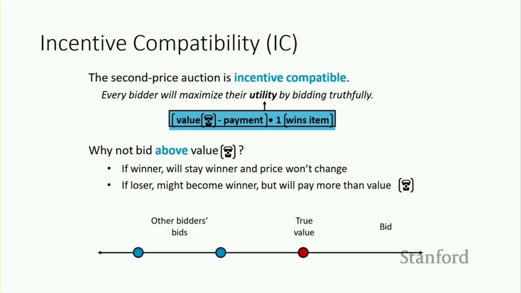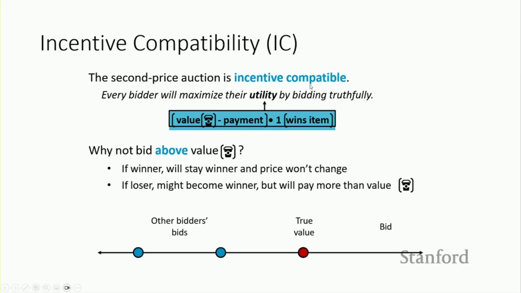Separately, if they were going to lose the bid, meaning someone else had a higher value for the item, then they might end up winning by bidding something higher than their value, but then they pay more than their value. And so this difference here goes from positive to negative. The utility becomes negative.